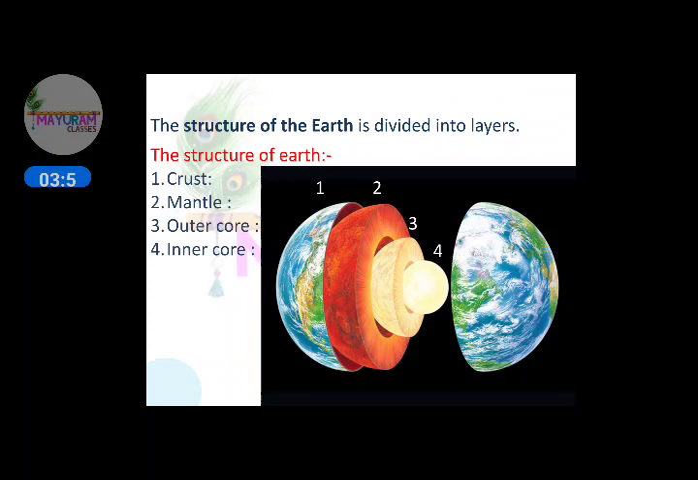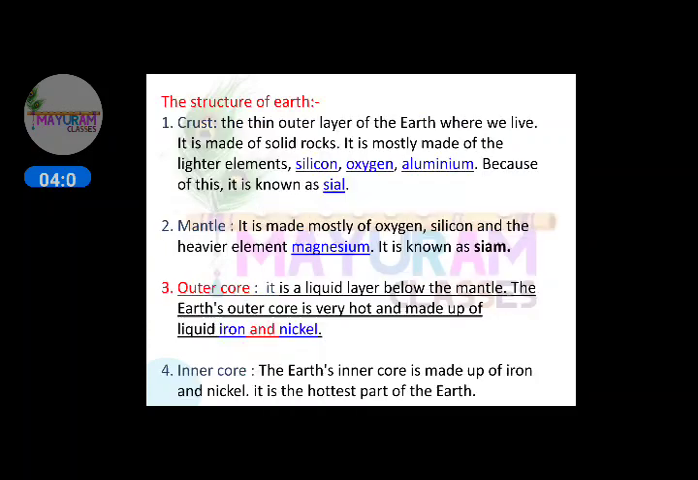The thin outer layer of the earth where we live is called the crust, and it is made up of mostly silicon and aluminium. The mantle lies below the earth's crust and it is made up of silicon and magnesium rich solid rocks. The core is made up of two parts, the liquid outer core and the solid inner core. The outer core is made up of nickel, iron and molten rocks.